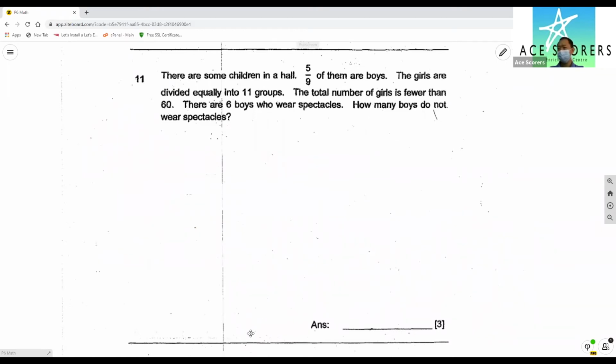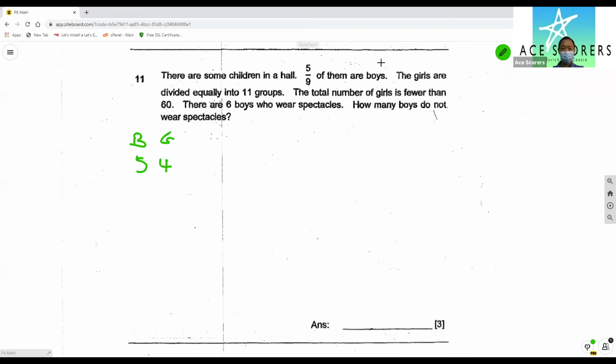49 over 55. How about y'all? What do you get? I don't know how to do it. Okay, can you try? Do you know how to start? Okay, there are some children in the hall. 5 over 9 are boys. So boys, 5. Girls, how many? 4.